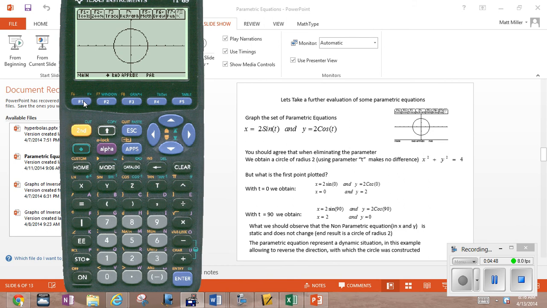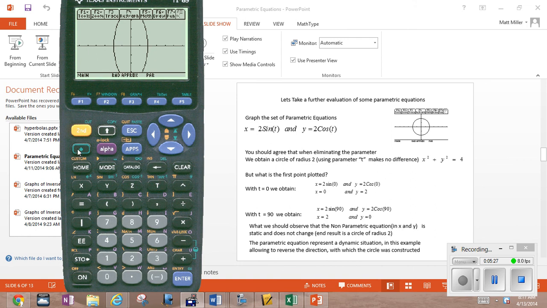Now let's make some further alterations. If we change this here, and make that coefficient 4, so now we've got 2 cosine and 4 sine, that should give us the graph of an ellipse. Let's take a look at that. That's the graph of the ellipse, and the major axis is now oriented in the y, and the minor axis is oriented in the x.